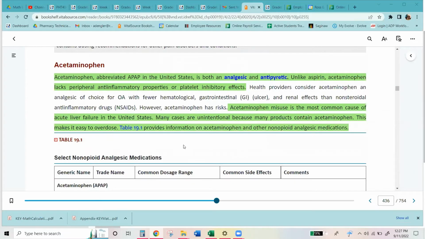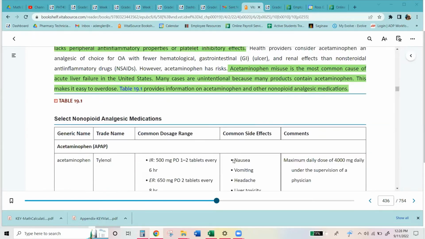Acetaminophen, which is commonly abbreviated as APAP in the United States, is both an analgesic and an antipyretic. Unlike aspirin, it lacks peripheral anti-inflammatory properties or platelet inhibitory effects. Acetaminophen misuse is the most common cause of acute liver failure in the U.S. Many cases are unintentional because many products contain acetaminophen. This makes it way easier to overdose.